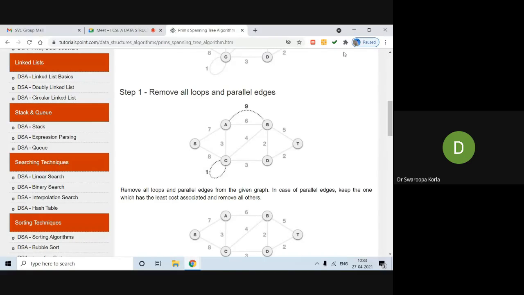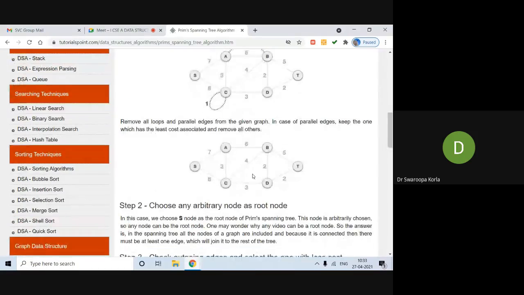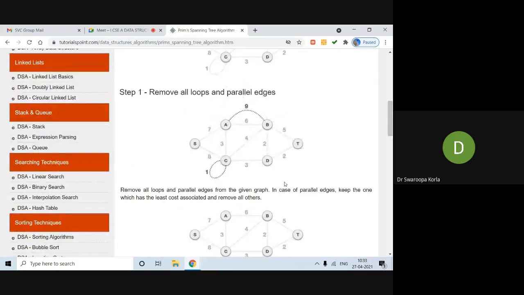Here, the edge with the higher weight has to be removed, and the loop, as it is, you can remove, no issue. So remove C to C, and remove A to B with value 9, because 6 is the minimum weight, we are keeping it as it is. This is the graph after applying rule 1 in step 1.